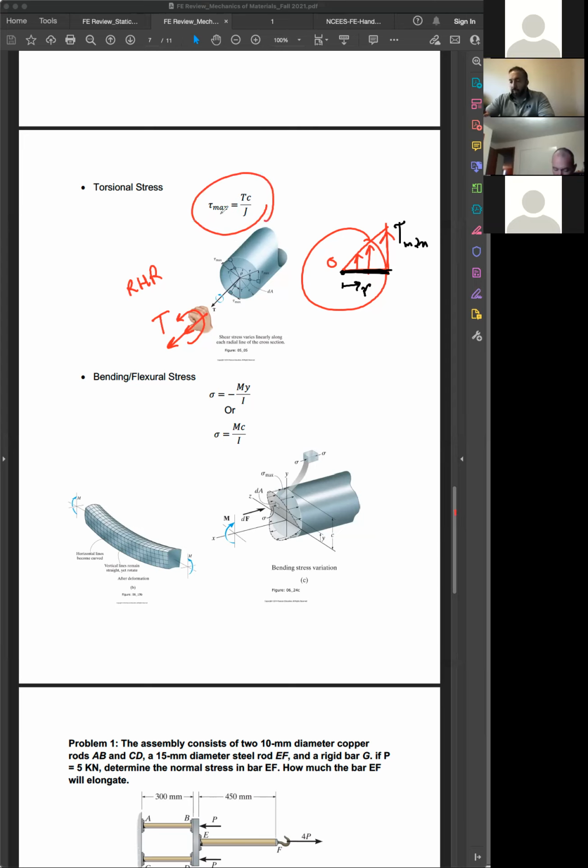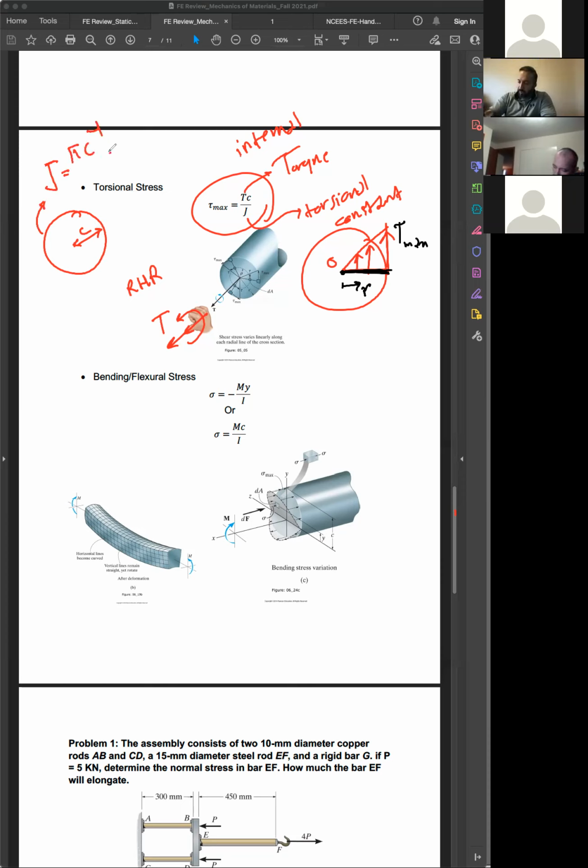So this is the formula for you. Tau max is the shear stress, or tau. T is the torque, internal torque. J is a torsional constant. So J for the circles is something you probably want to know already, because torsion is most common for the circles. If the radius is c, the torsional constant of the circles would be pi c^4/2. Okay.